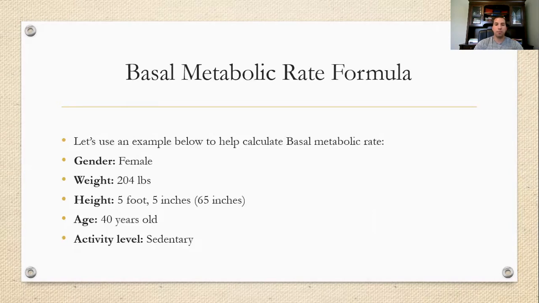So, the basal metabolic rate formula. In the example we're going to use someone who's a female. Her current weight is 204 pounds. She's 5'5", or 65 inches tall. Her age is 40 years old. Age is going to be a factor too. And she has a sedentary level of activity, so she's very sedentary. She's not exercising very much at all.